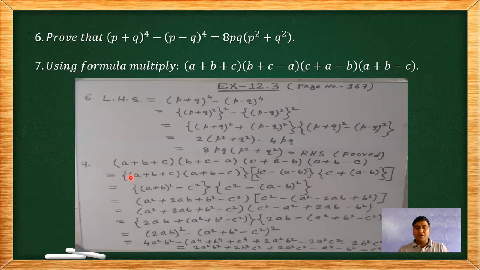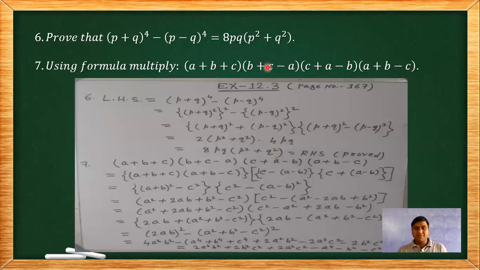First term is a plus b plus c and last term is a plus b minus c, because a and b both are the same sign, and plus c, minus c are opposite sign. So we write first term with last term. And in another bracket we write b plus c minus a, c plus a minus b. This is the third term into second term.